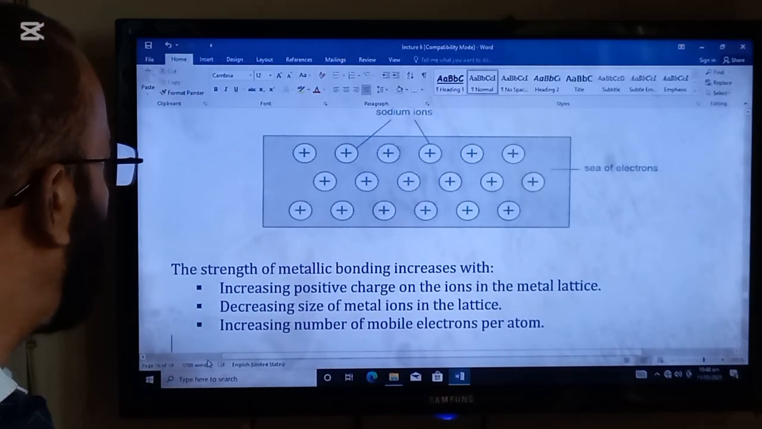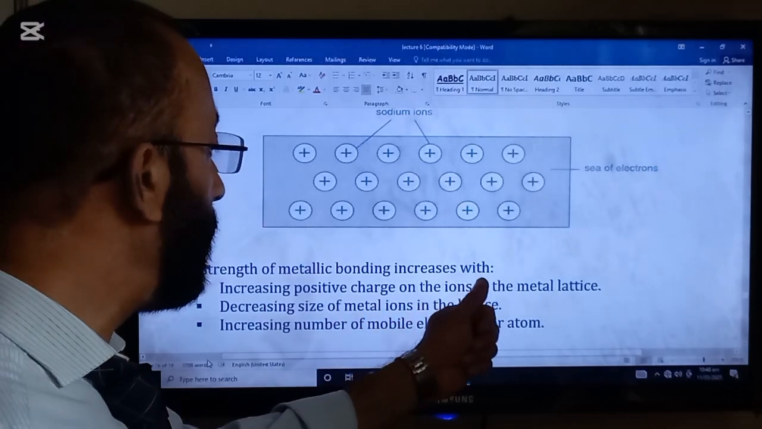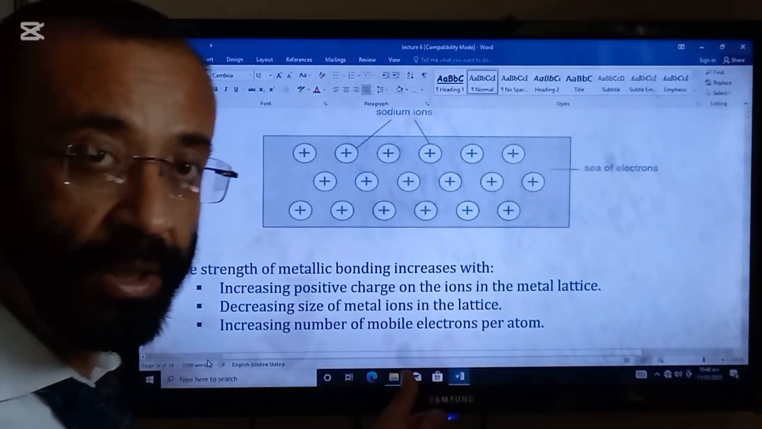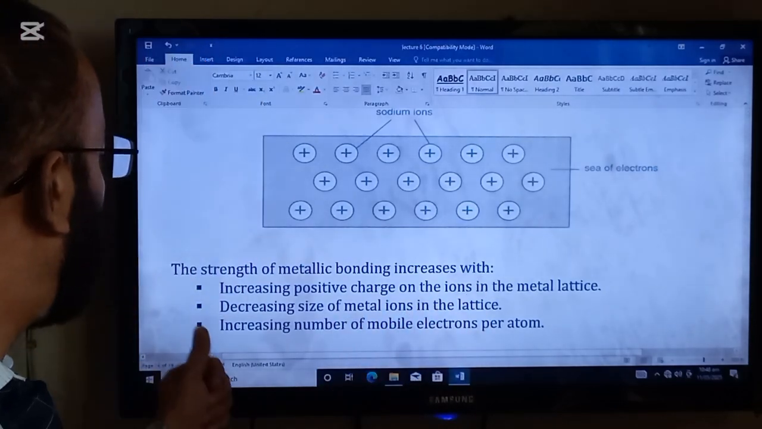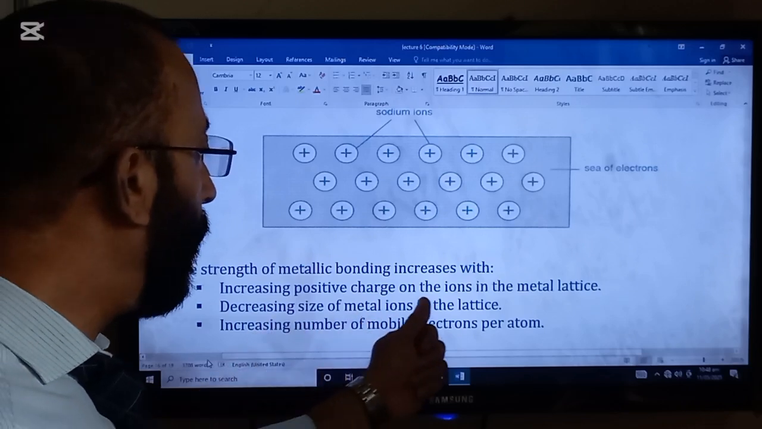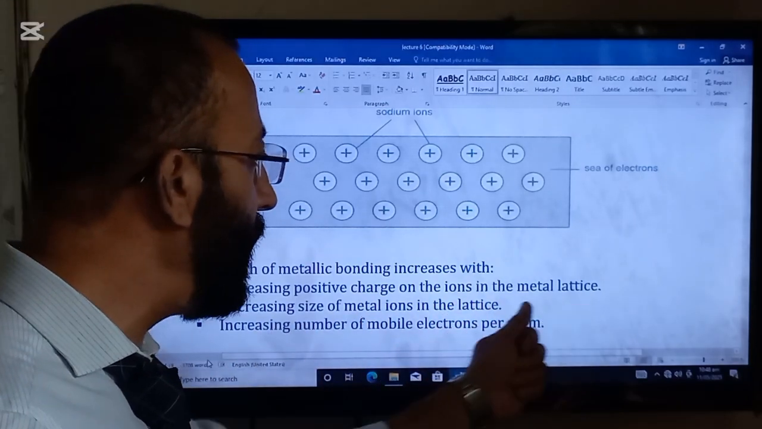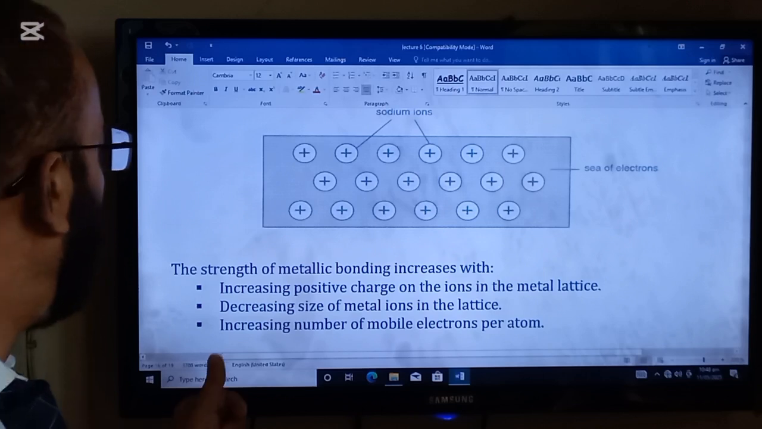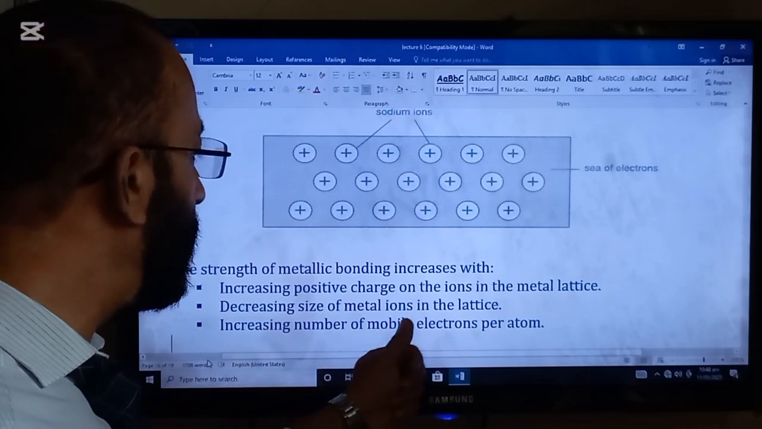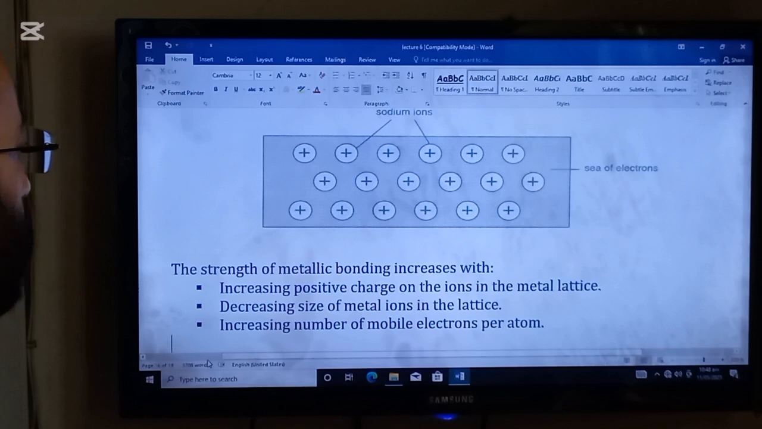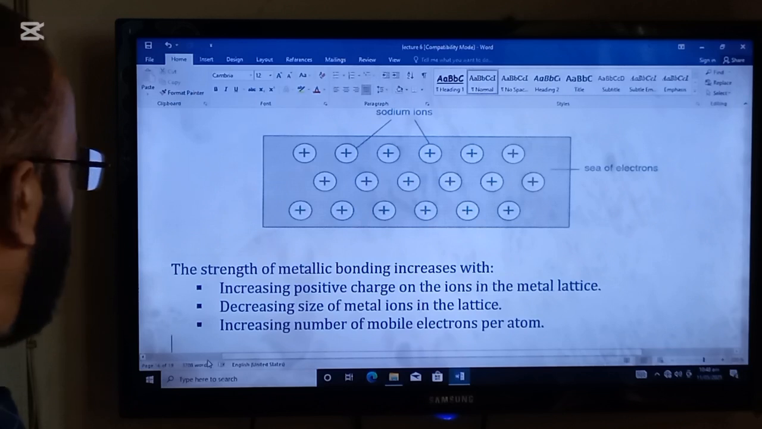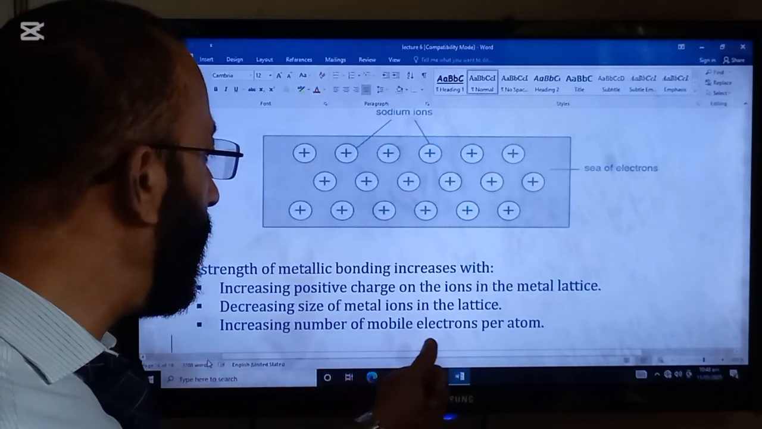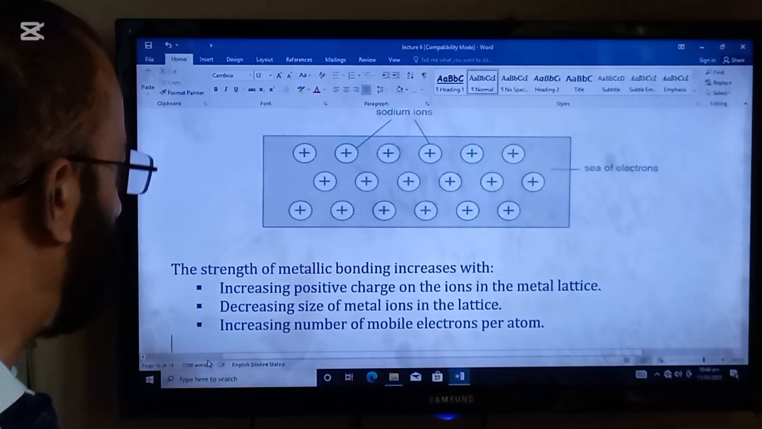The strength of the metallic bonding increases with, very important question, increasing positive charge on the ions in the metallic lattice, decreasing size of the metal ions in the lattice, increasing number of the mobile electrons per atoms.